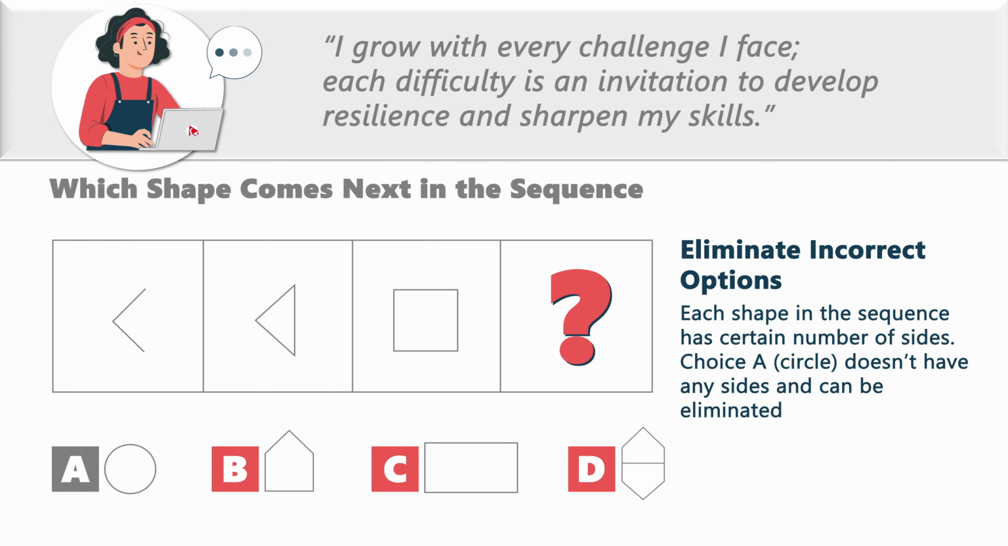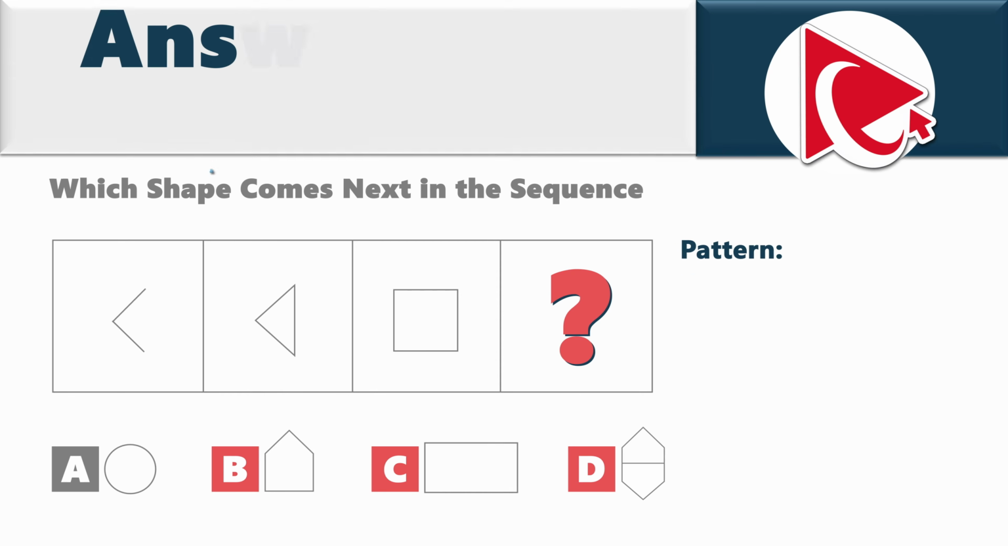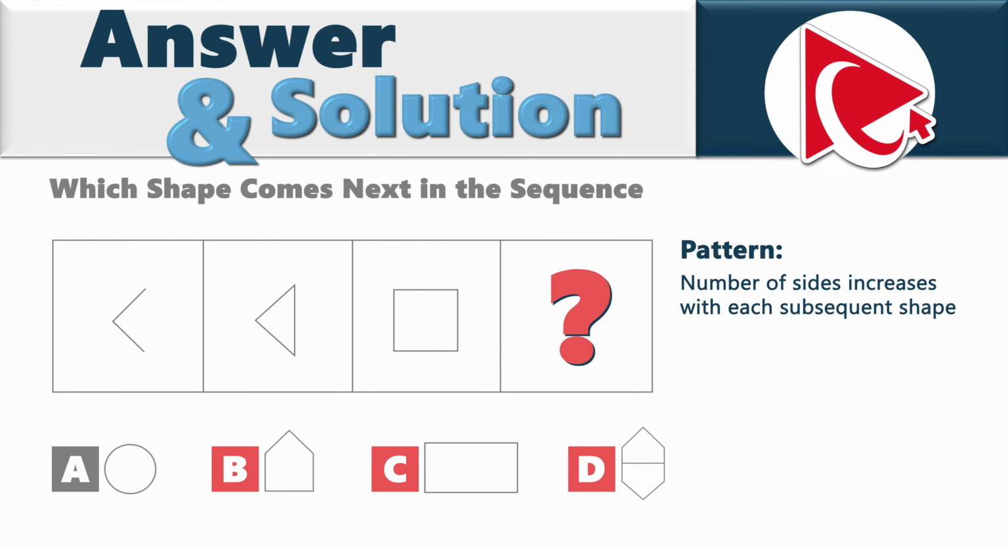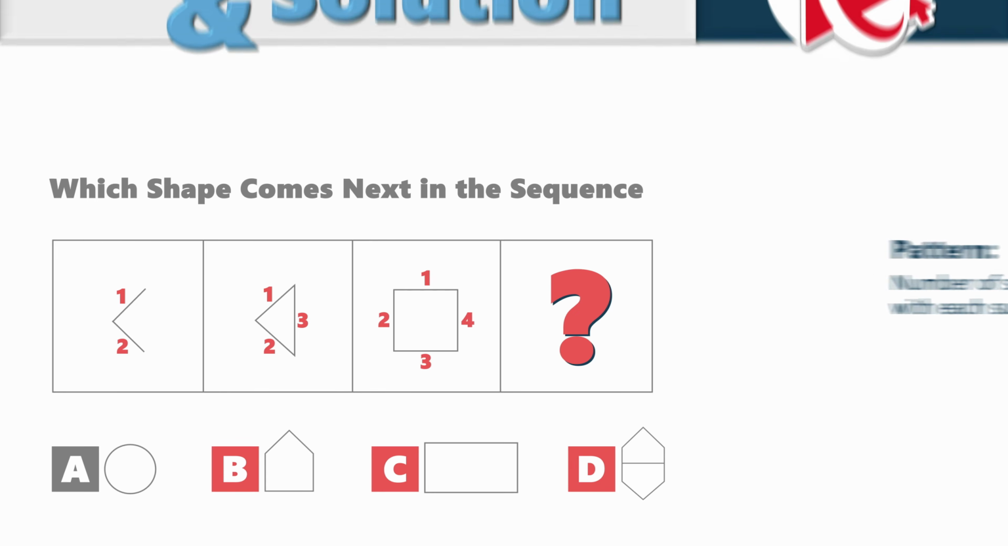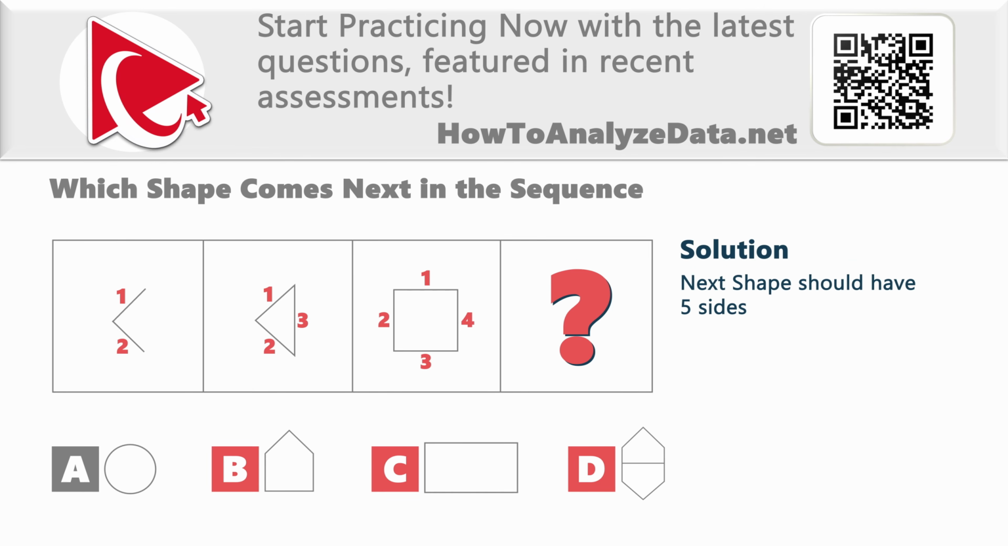Speaking about number of sides, I hope by now you got the pattern. And the pattern here is that number of sides increases with each subsequent shape. The first shape has 2 sides. Second shape has 3 sides, and the third shape has 4 sides, which would mean that the next shape in the pattern should have 5 sides, and the only choice that matches this pattern is choice B. So the correct answer here is choice B.